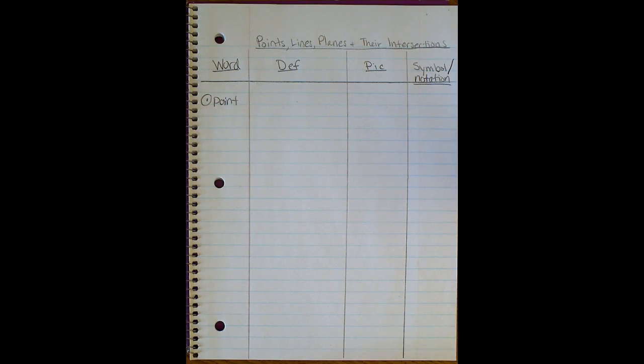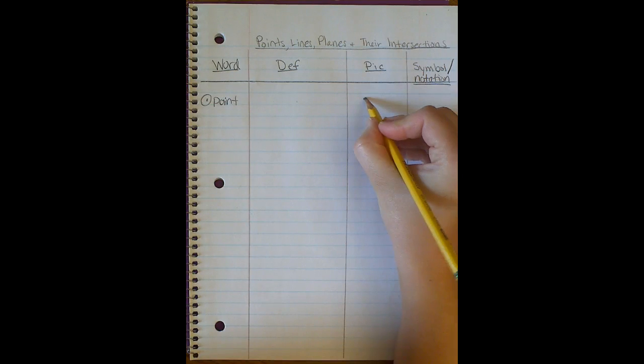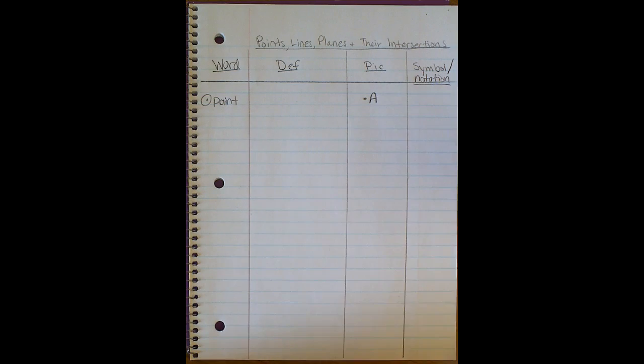The first vocab word is point, which you've heard of before. You graphed points last year in algebra. So we already know what a point looks like. It just looks like a little dot. So I'm going to go ahead and add that into our picture column.